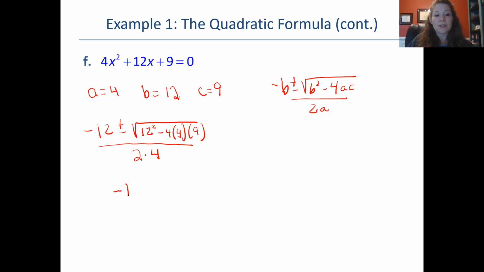So one of our answers, well, it's just one answer, excuse me. Our one answer is negative 12/8. Well, those are both divisible by 4, so our answer is negative 3/2. That's our one answer, negative 3/2.